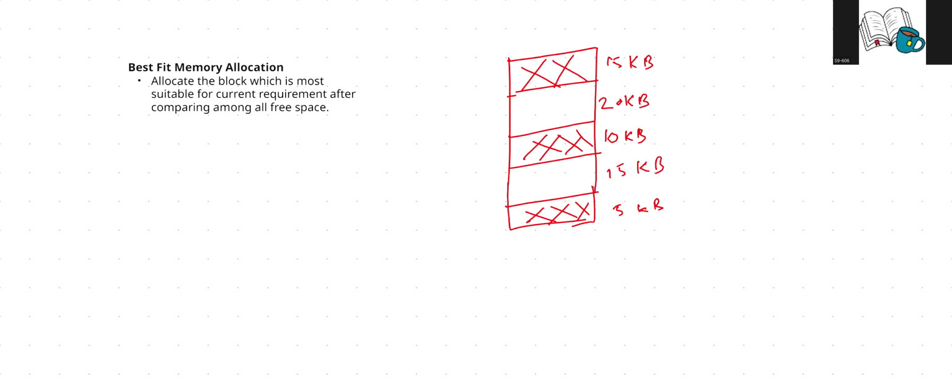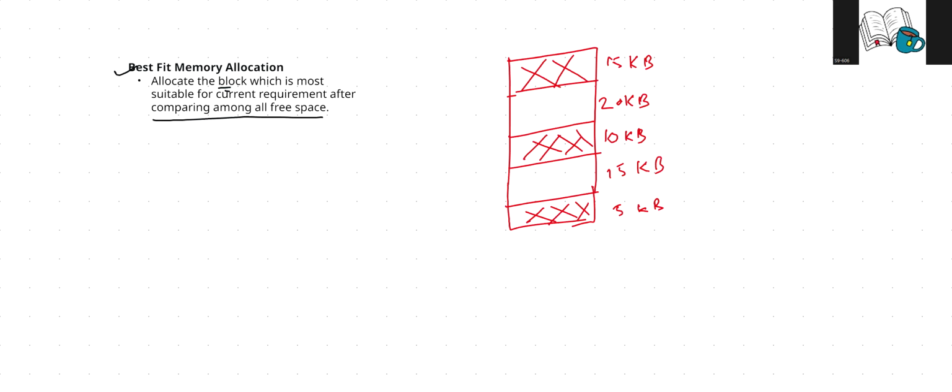So earlier we saw how first fit memory allocation works. Now let's see how the best fit memory allocation algorithm works. In the best fit memory allocation method, the operating system will allocate the block which is most suitable for the current requirement after doing the comparison among all the free spaces. Now let's understand this with the help of one example.